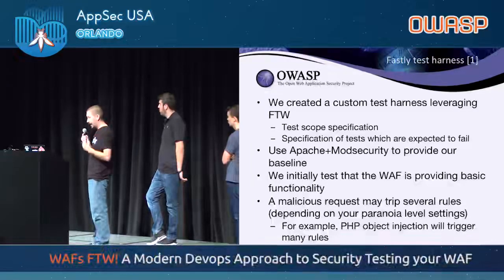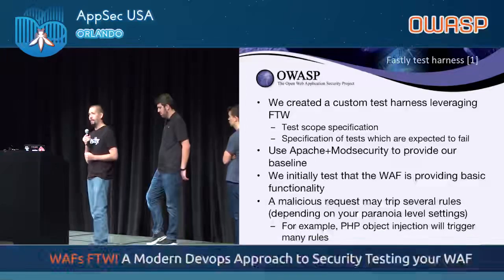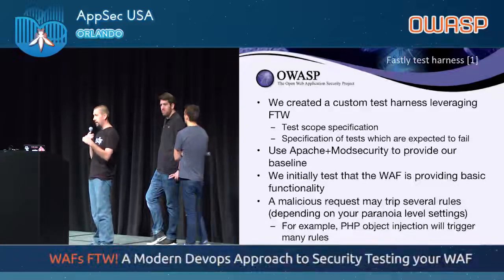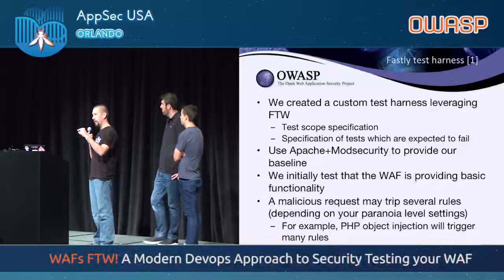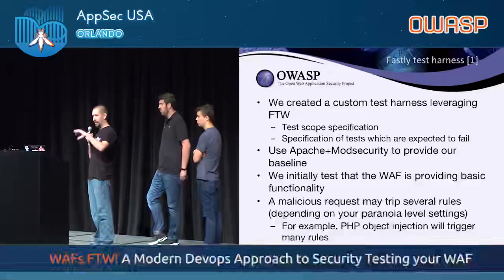What we ended up doing, to get that initial baseline of what we expect to work and not, is we basically used Apache and ModSecurity, and then ran through our test corpus to gain a baseline. The two main objectives were to make sure that our WAF was functioning, but also, the other thing we noticed is that certain payloads would trigger many rules. And we wanted to make sure that the rule that was firing was actually based on what the payload was designed to trip.